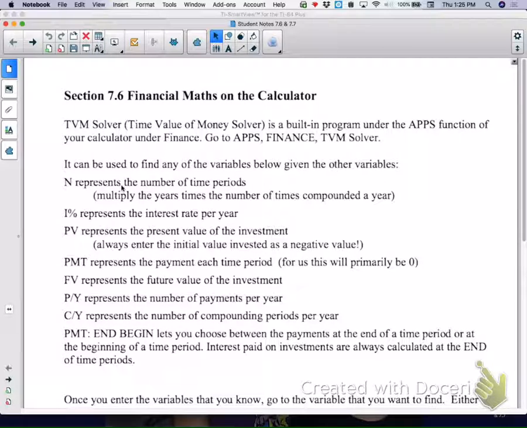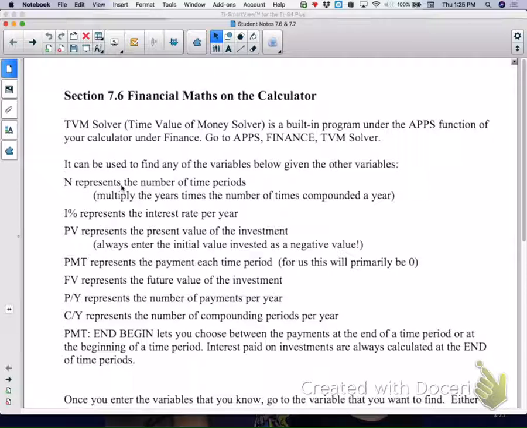CY represents the number of compounding periods per year. So those are going to be the same numbers. Again, I didn't see any examples where those were different. If you're compounding quarterly, again, you have 4 compounding periods. The number of payments, that's how many times the bank is paying you. So those would be the same.